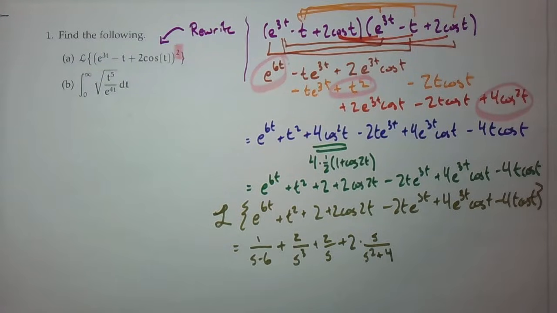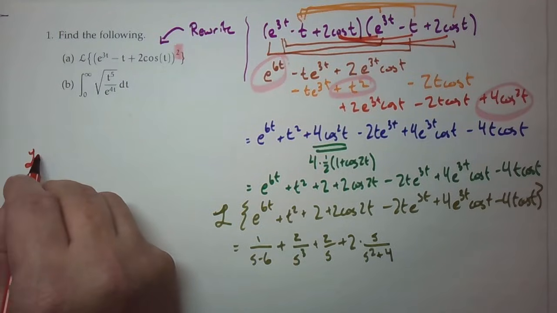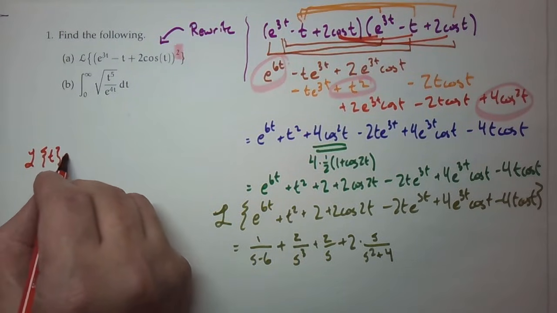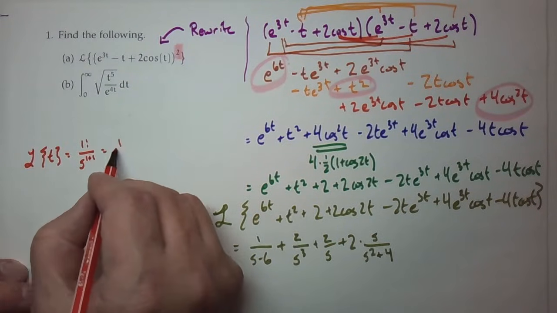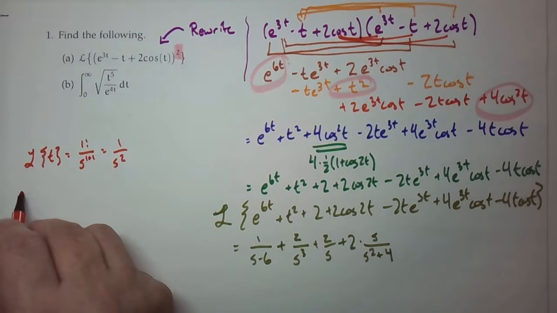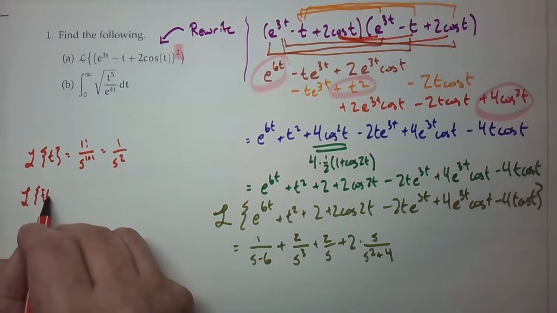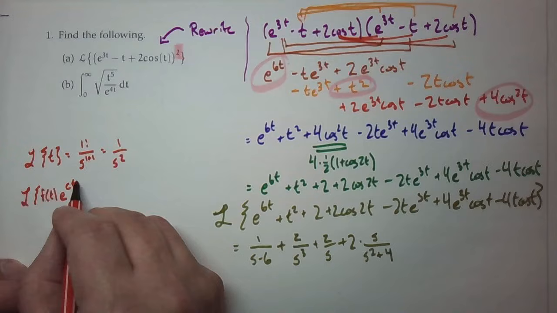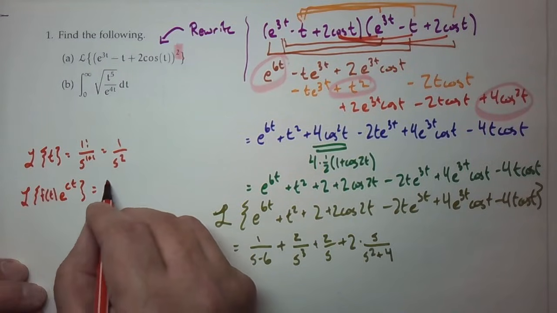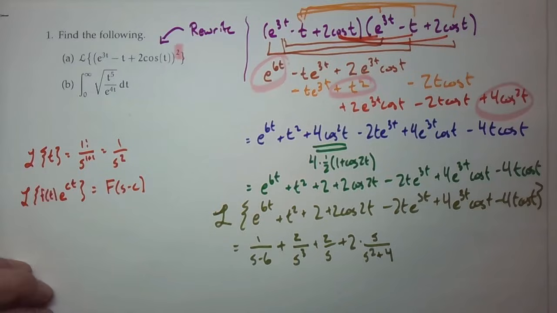So for t e to the 3t, we're going to combine 2 things together. There's a rule that says the Laplace transform of t is 1 factorial over s to the 1 plus 1, which is 1 over s squared. And then there's a rule that says the Laplace transform of f of t times e to the ct is equal to capital F of s minus c. So, put these 2 rules together, right? It's not just knowing them separately, it's merging things together, their powers combined.